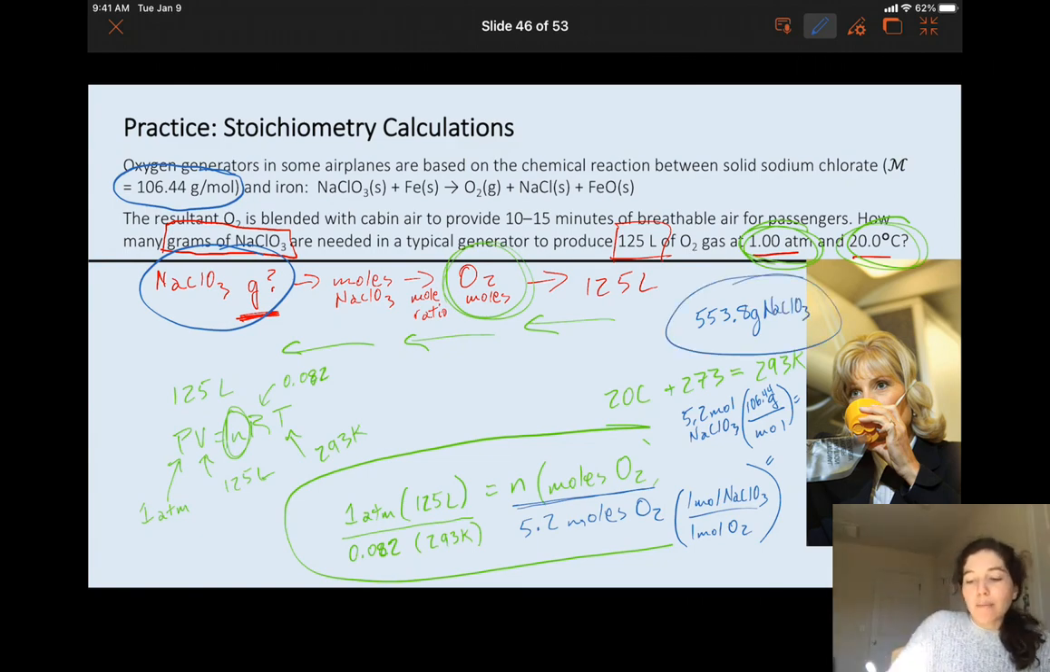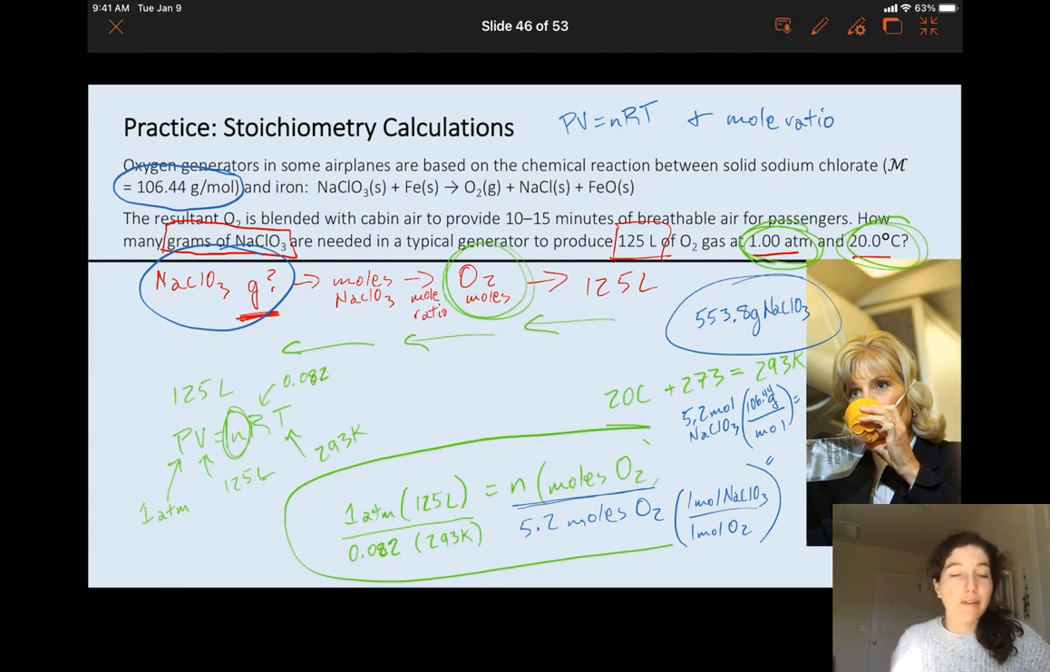So this problem is a combination of our ideal gas law and our mole ratio. You'll see examples like this on the homework to help you solidify this concept.